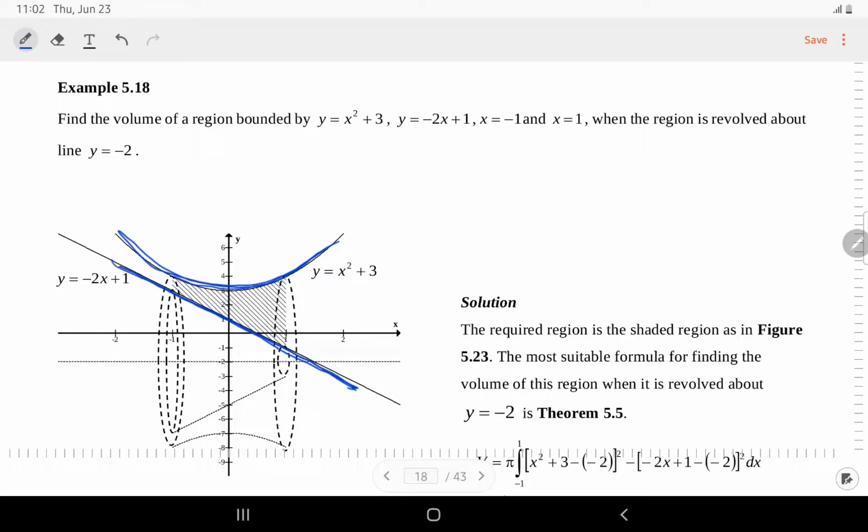And then bounded by x equals negative 1. X equal negative 1 yang ni lah. Kat sini x equal negative 1, and x equal 1 kat sini. So dekat mana region dia? Dekat sini lah region dia. Okay, this is the shaded region.